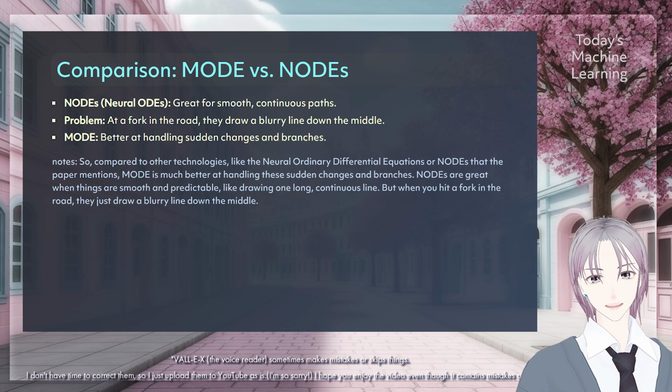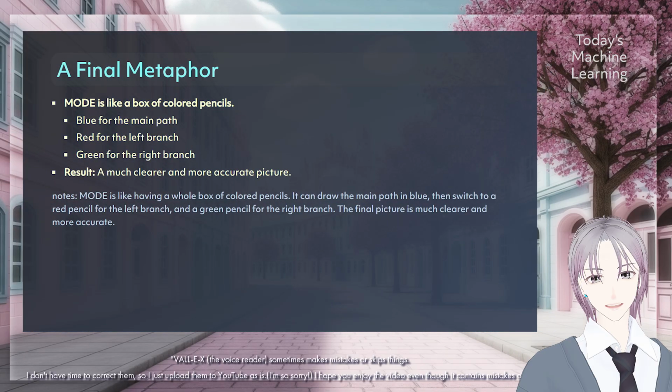So compared to other technologies, like the ordinary differential equations or neural ODEs that the paper mentions, Mode is much better at handling these sudden changes in branches. Neural ODEs are great when things are smooth and predictable, like drawing one long continuous line. But when you hit a fork in the road, you just draw a blurry line down the middle. Mode is like having a whole box of colored pencils. You can draw the main path in blue, and switch to a red pencil for the left branch, and a green pencil for the right branch. The final picture is much clearer and more accurate.